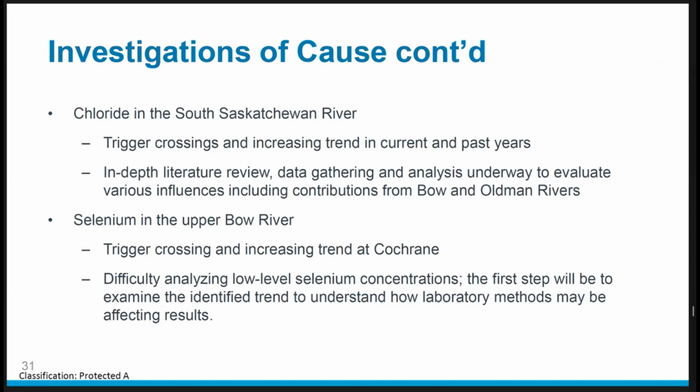A new investigation has been initiated to look into selenium in the Upper Bow River. This is in response to a trigger crossing and undesirable trend in Bow River at Cochrane. This investigation of cause is a bit different, as there are challenges with analyzing low-level selenium concentrations. We will first be focusing on an in-depth assessment of the identified trend to understand how laboratory methods may be affecting results, and subsequent analysis will follow if needed. Next slide.